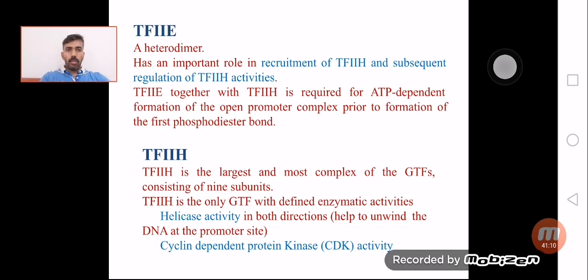And there are two such domains. One is the helicase activity domain. The other one is a kinase activity domain. Fine. So the helicase activity, of course, as you know, is for the unwinding of the helix, and kinase activity for the phosphorylation, dephosphorylation mechanism.